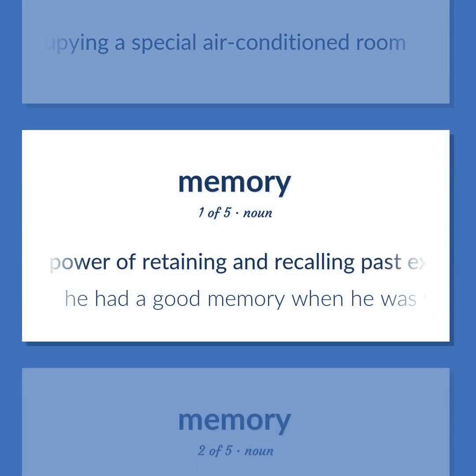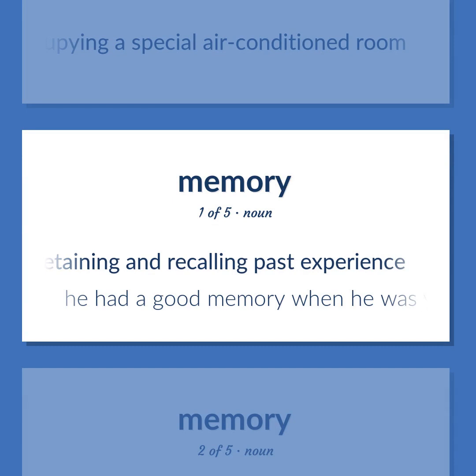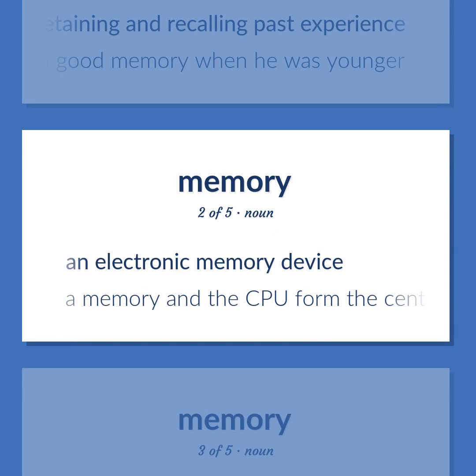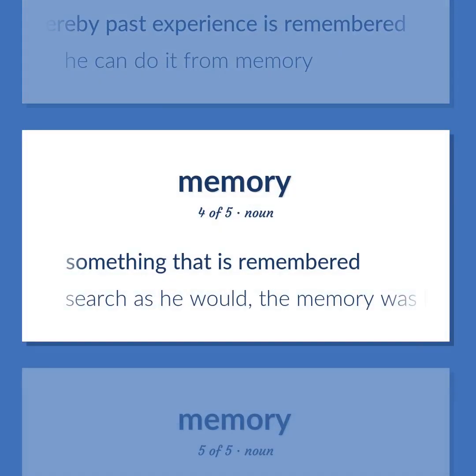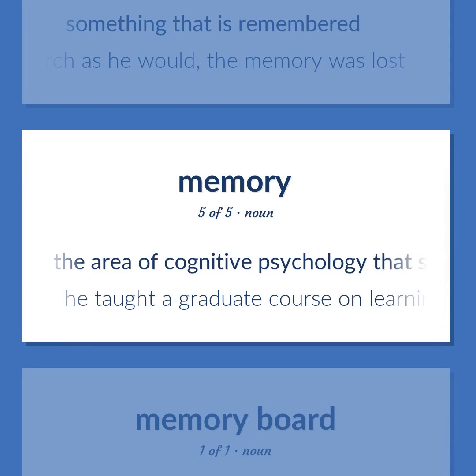The power of retaining and recalling past experience. He had a good memory when he was younger. An electronic memory device. A memory and the CPU form the central part of a computer to which peripherals are attached. The cognitive processes whereby past experience is remembered. He can do it from memory. Something that is remembered. Search as he would, the memory was lost. The area of cognitive psychology that studies memory processes. He taught a graduate course on learning and memory.